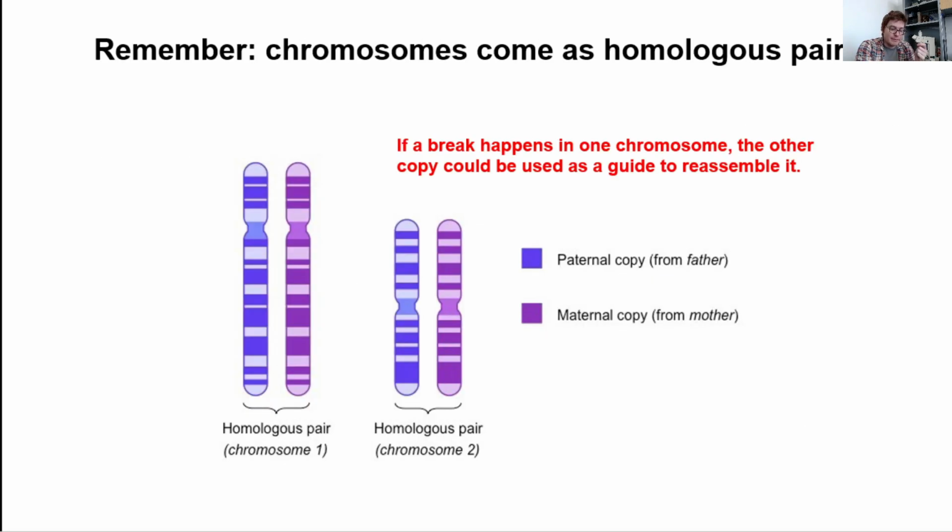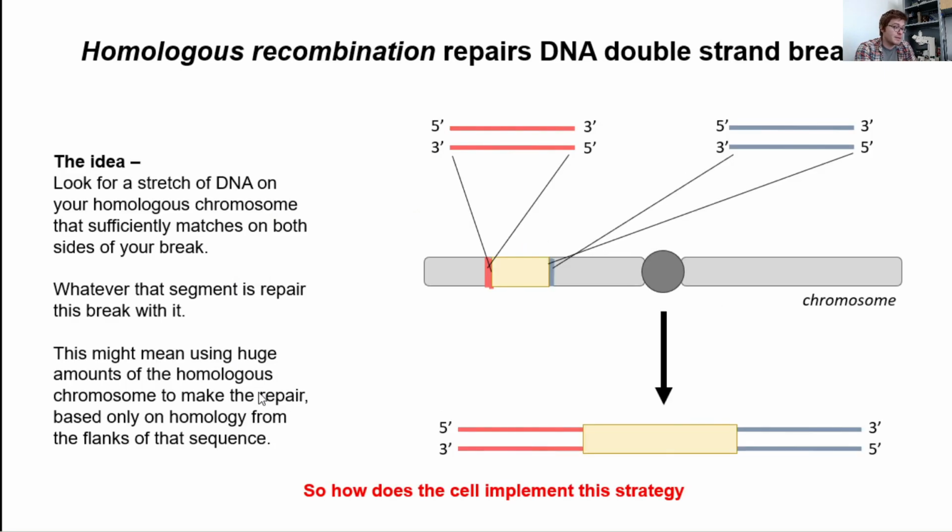And so the cell has a clever solution to this, which is to remember, first of all, that your chromosomes come in homologous pairs. And that means for every chromosome that you got from your mom, you got one from your dad as well. And in principle, they have more or less the same information on them. Obviously, your mom's genes are different from your dad's genes, but more or less, your mom has some version of every gene, your dad has some version of every gene. And so if a break happens in one chromosome, you could imagine that you can use the other copy as sort of your guide for how to reassemble the broken pieces. And it turns out this is exactly what the cell is going to do.